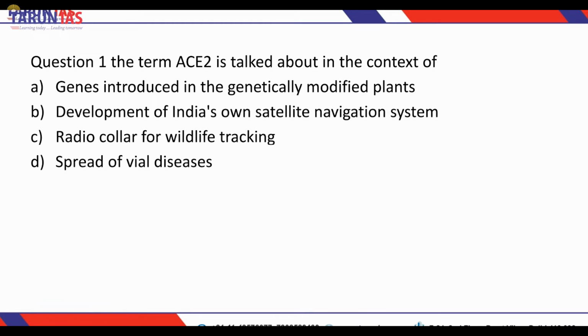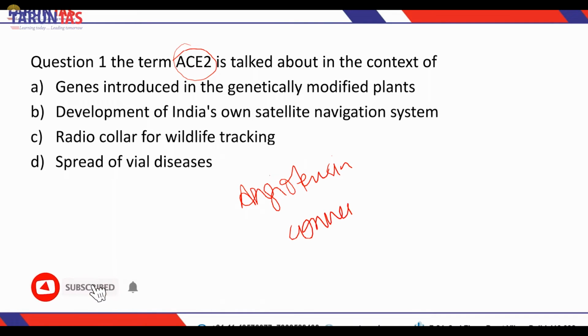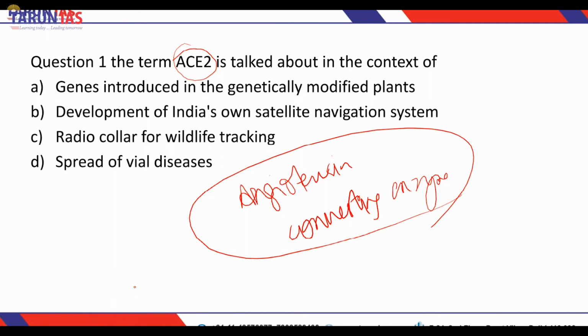The first question says the term ACE2 is talked about in the context of. Now basically this ACE2 means angiotensin converting enzyme. I will not go into the details of this angiotensin converting enzyme because there is a very long pathway and also a mechanism known as the RAS mechanism, which is used by the kidney and the liver so as to balance the osmolarity of the blood and to maintain the rate of urine flow.